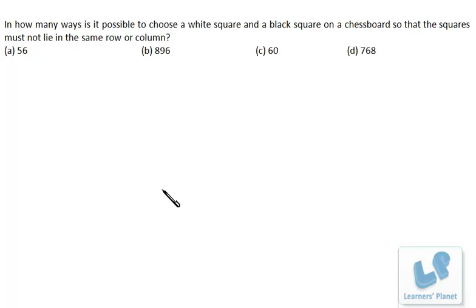Now this question: in how many ways is it possible to choose a white square and a black square on a chessboard so that the squares must not lie in the same row or column? Quite an interesting problem. Friends, there are 32 black squares and 32 white squares on a chessboard, right? I just draw a small chessboard over here. That's something like this.